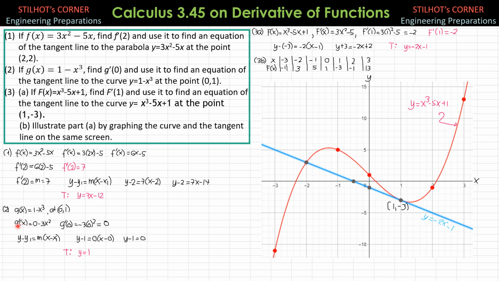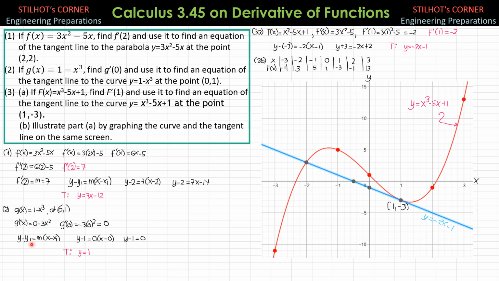So g prime of x, the derivative of g with respect to x, is 0 minus 3x squared, so negative 3x squared. So g prime of 0 is negative 3 times 0 squared. So the slope is 0. So it is horizontal. If it is a horizontal line, then it has the form y equals something. And since it passes through (0, 1), the expected equation of the tangent is y equals 1, or y minus 1 equals 0. Even so, we use the point-slope form.